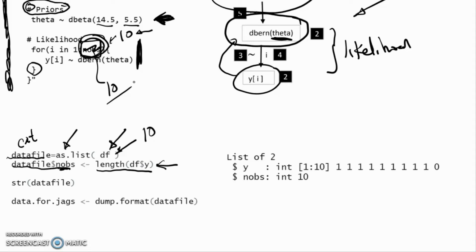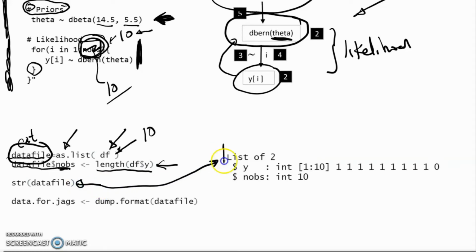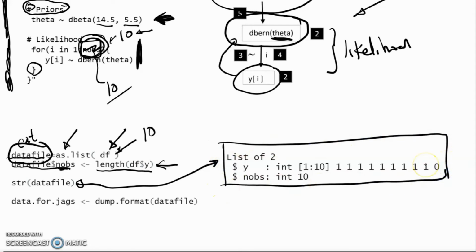So now what we've got is this new object called data file, and although not required, it's always good to have a look at this. So I've done the structure of data file, and there we can see the structure, and it looks nice and neat and clean, and we can see that it's got two variables, the y, which is a series of ones and zeros, and knobs, which is this value of 10, which is what's going to go up here.